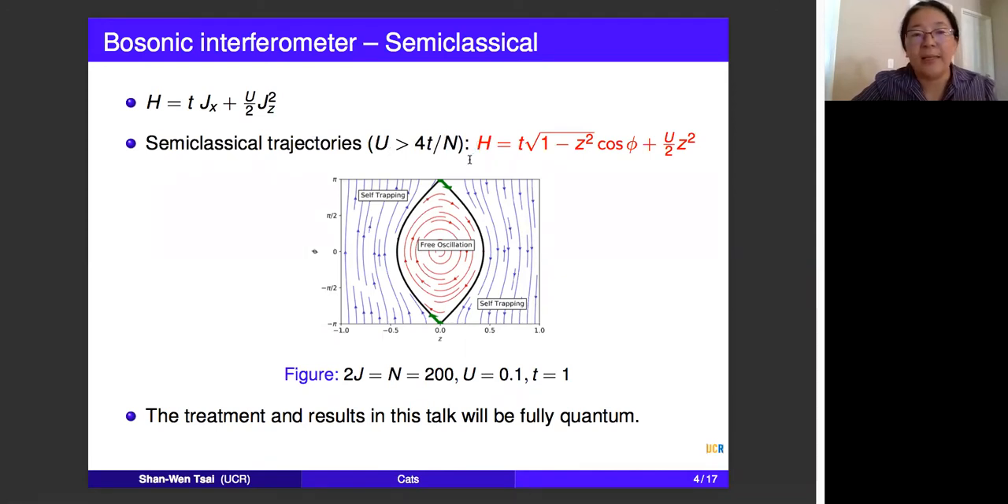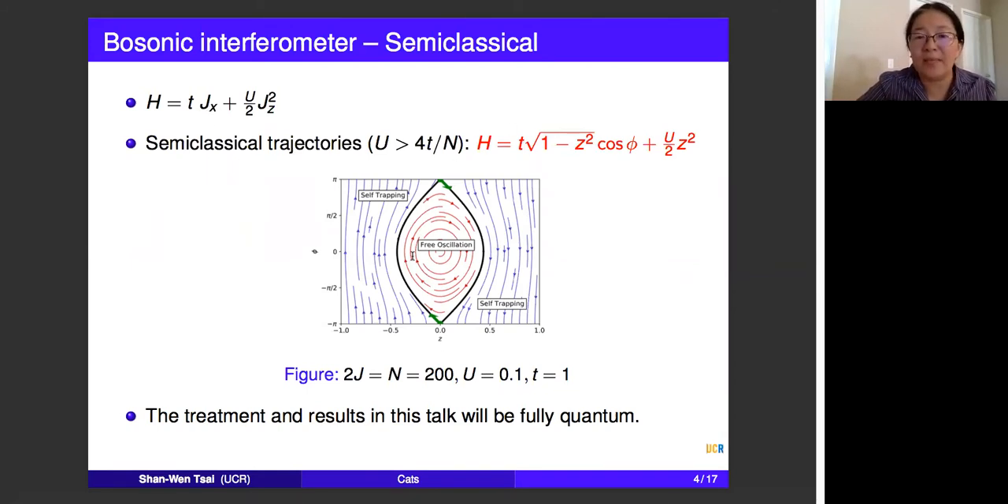Then the semi-classical trajectories are like this. Essentially the J_z component has magnitude z times some overall scale J, and so that's the second term here. J_x and J_y, in the plane, have magnitude J times the square root of one minus z squared, with an azimuthal angle here to project on the J_x axis. That's all. And so that's semi-classical.